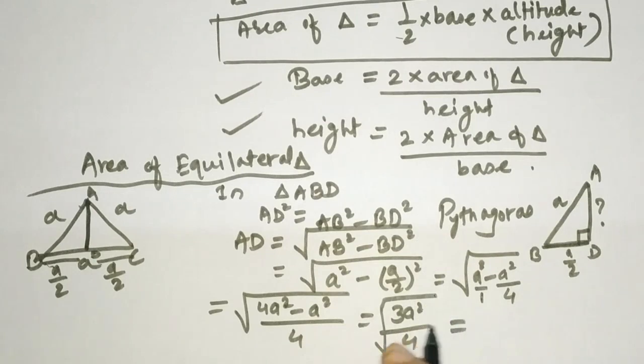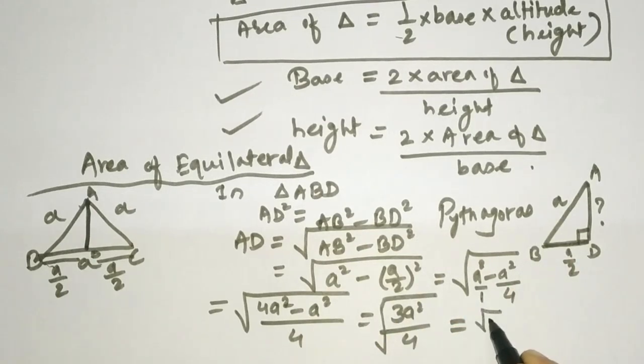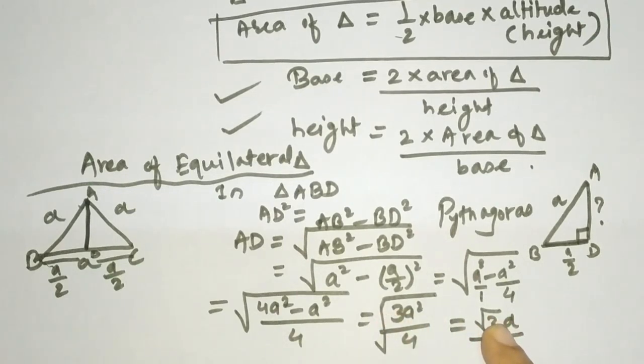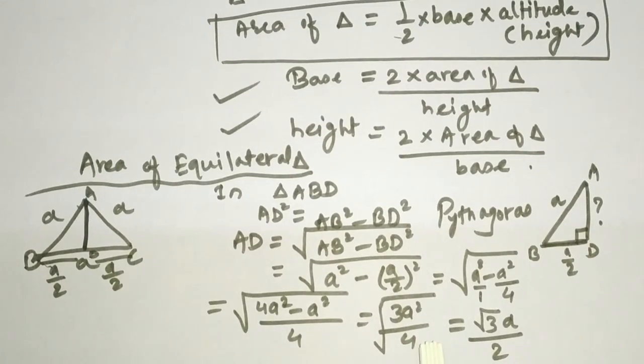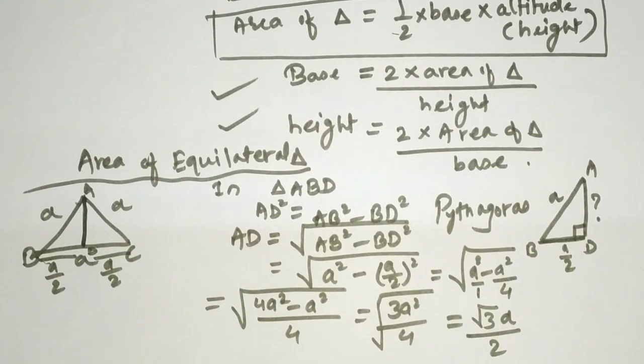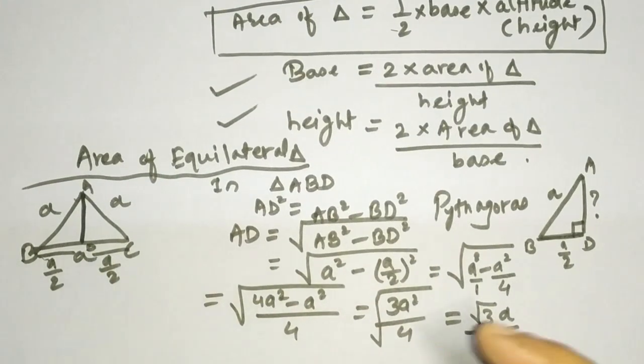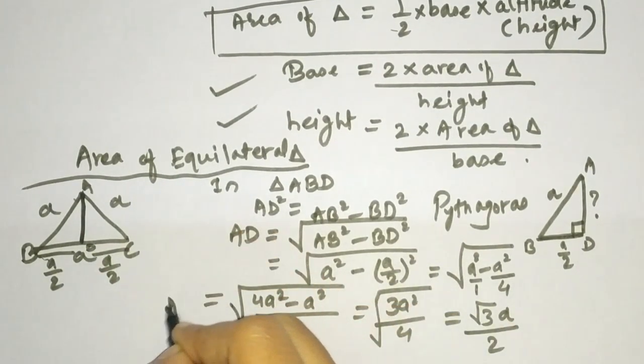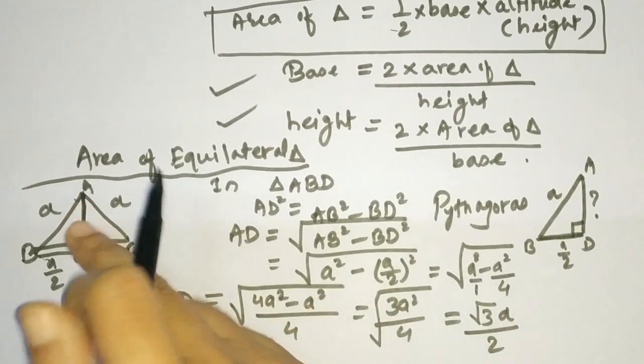Now just take a square root. Root 3 will come outside, and A square is just A, and root 4 is what? 2. Root 4 is a perfect square, which is 2, and root 3 value will keep as it is, and A square will come out from the square root as A. So this is the height of an equilateral triangle. Friends, the height of an equilateral triangle is root 3A by 2. Here, friends, this is height AD. Root 3A by 2 we got as AD.